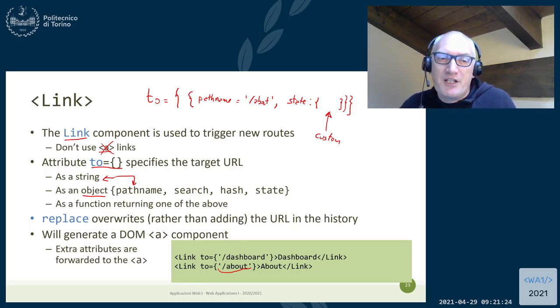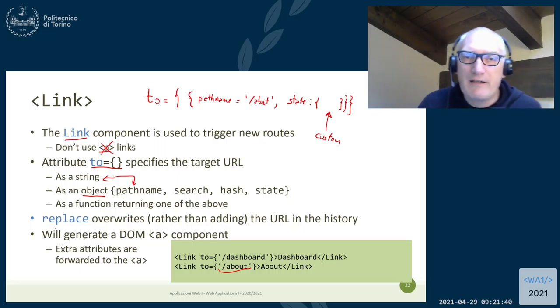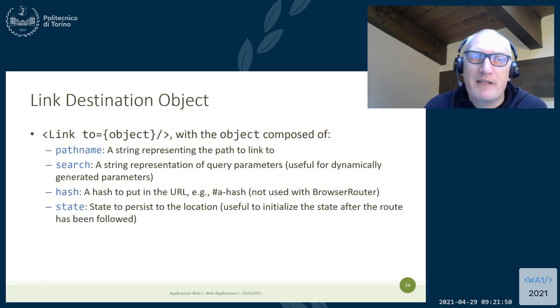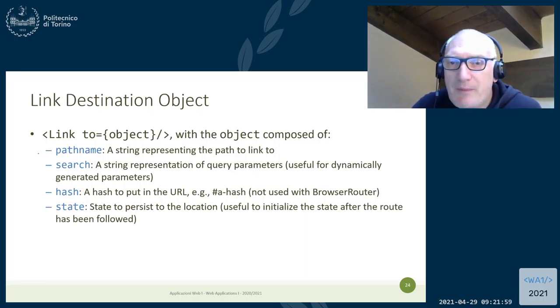When the user clicks on a link, the history is updated automatically, so we don't need to do anything, except if you want to override the last location instead of pushing that into the history. And in this case, you can just use the replace attribute, but these details about history management are just for corner cases. So when we are using the object as a link destination with the to attribute, we said that we may specify for this object these four attributes. Pathname, of course, is the most important one because it's specifying where we want to go.